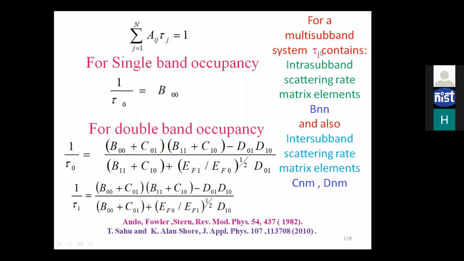So for a multi subband system, that tau j contains the intra subband scattering rate matrix elements, that is BNN, either B00 or B11, as well as the inter subband scattering rate matrix elements like C01, D01, C10, D10. So this is very simple. If you go for the simplification of this expression, you can get it.